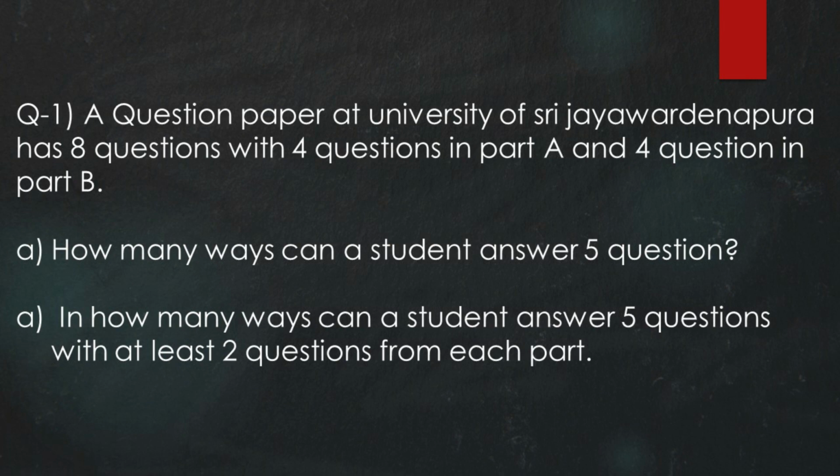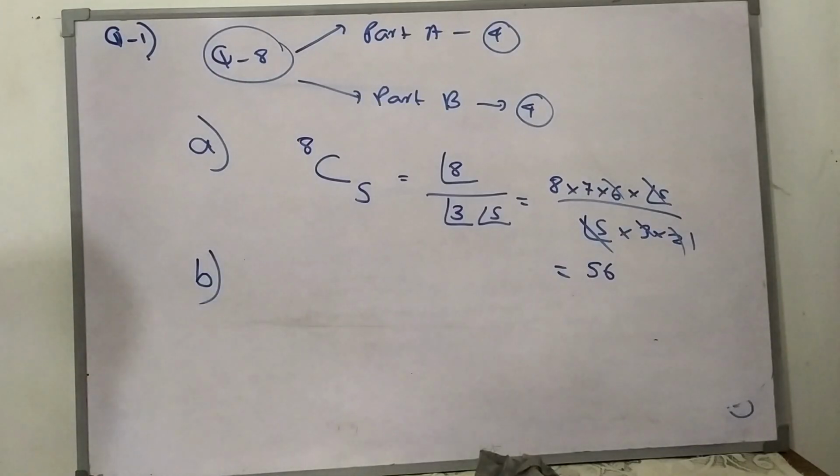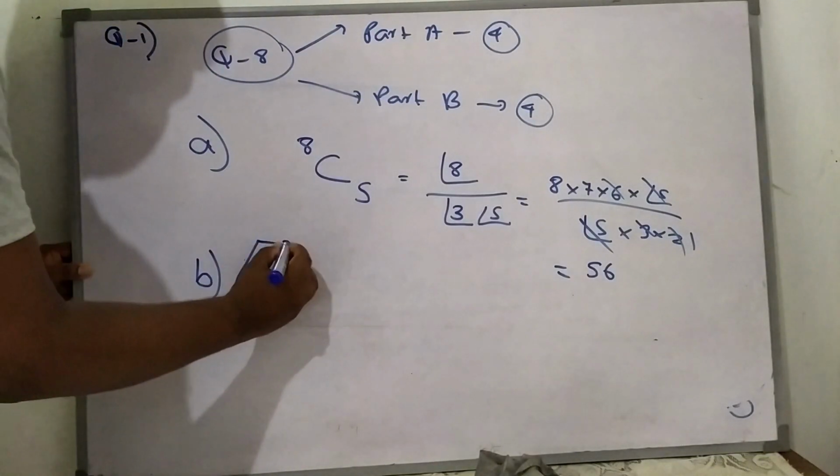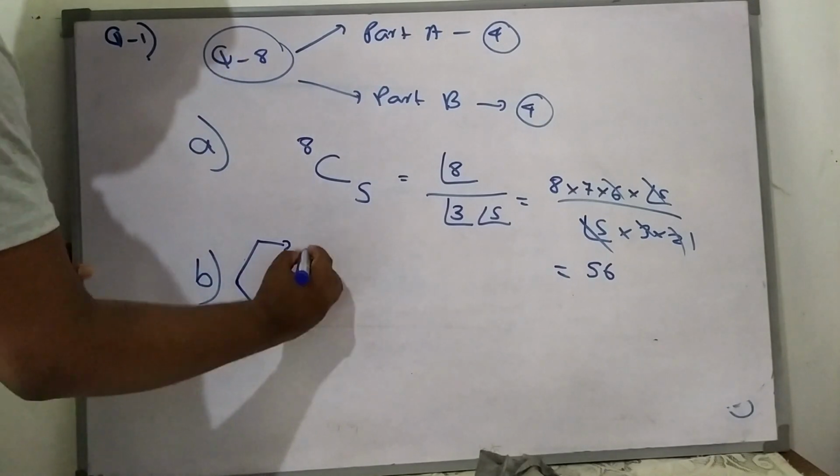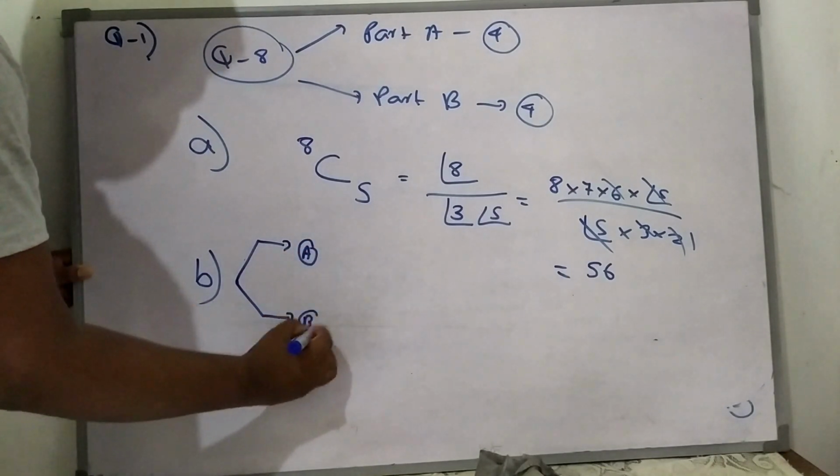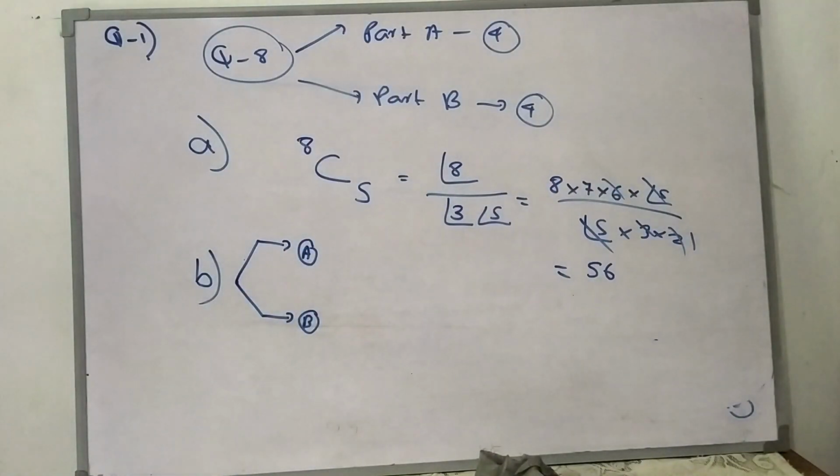Part B. In how many ways can a student answer 5 questions with at least 2 questions from each part? At least, right? So the part A, part B, part A, part B.